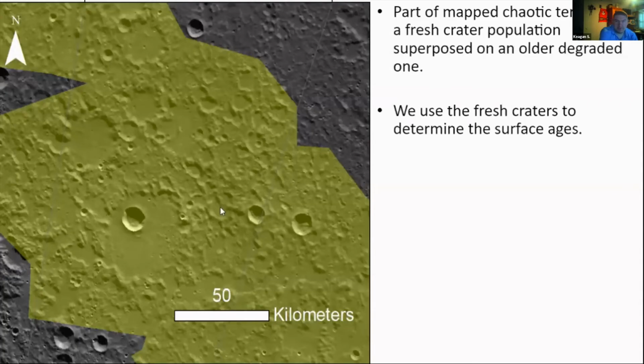This is a close-up of the North Pole. This is part of a mapped chaotic terrain with a fresh crater population superimposed on an older degraded one. So you can see this crater here, it's barely recognizable, but you can see that it's there. And then right in the middle of it, you have a brand new crater. We use the fresh craters to determine the surface's age.